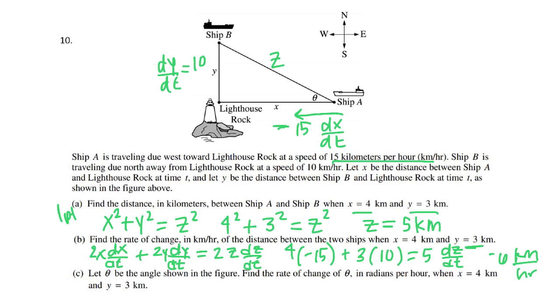So for part C, we need to find the rate of change of theta. Let's see, from theta's point of view, and I need to change colors so we don't have so much of one color. So here's theta. We know opposite and we know adjacent. So we're going to call this tangent of theta is going to be equal to y over x.